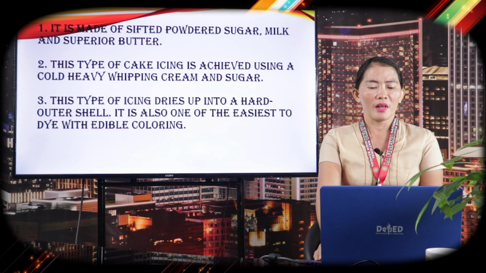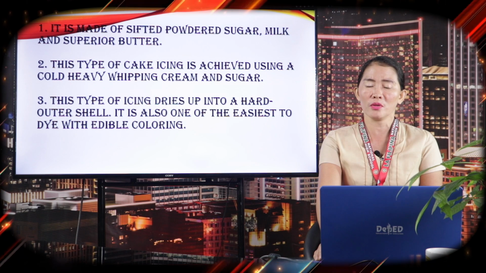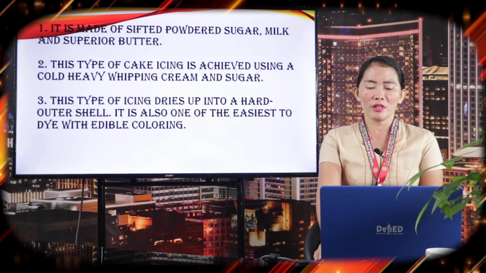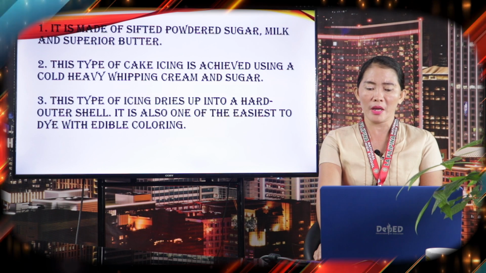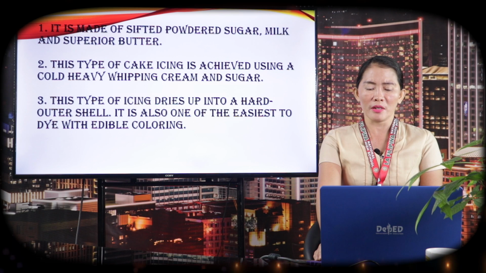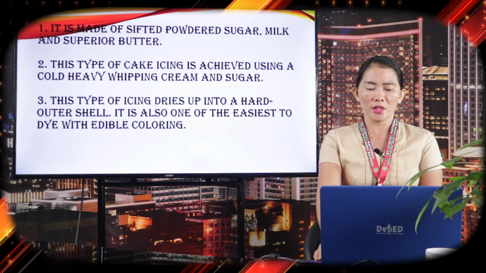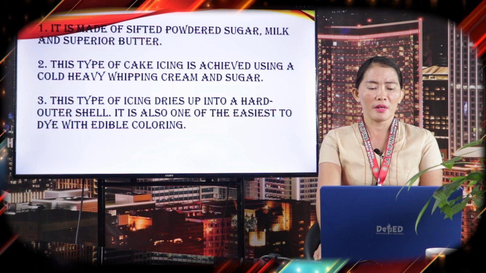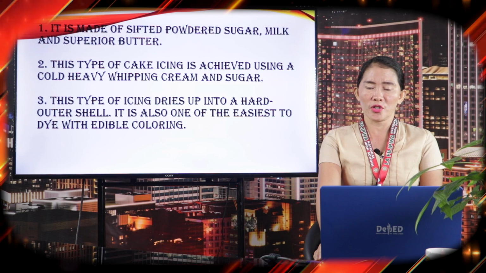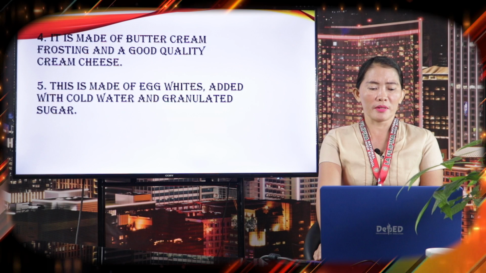Number 2. This type of cake icing is achieved using a cold heavy whipping cream and sugar. I will repeat. This type of cake icing is achieved using a cold heavy whipping cream and sugar. Number 3. This type of icing dries up into a hard outer shell. It is also one of the easiest to dye with edible colorings. Again, this type of icing dries up into a hard outer shell. It is also one of the easiest to dye with edible colorings.